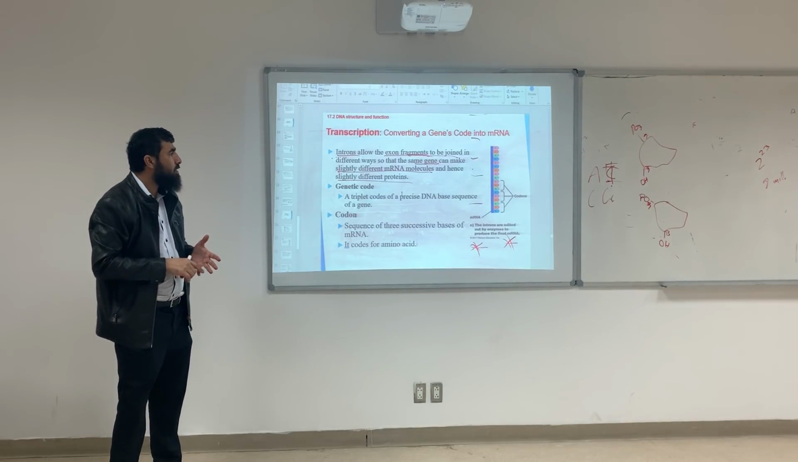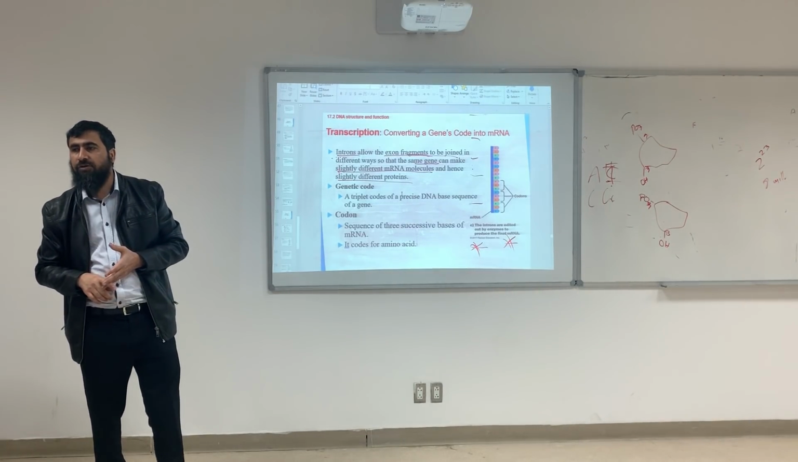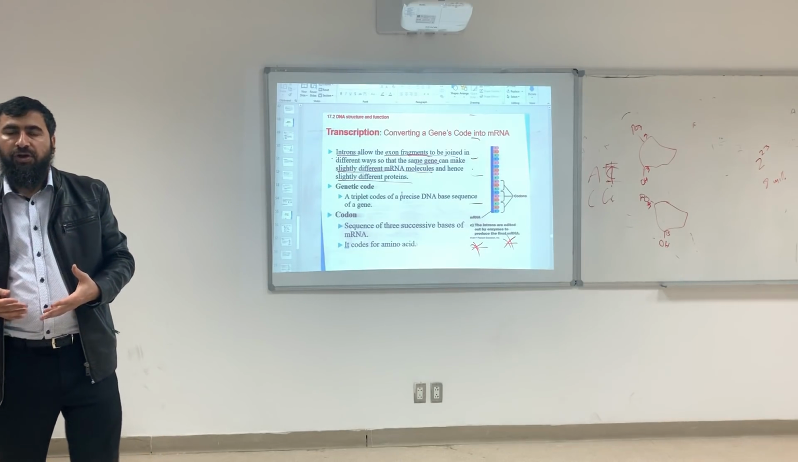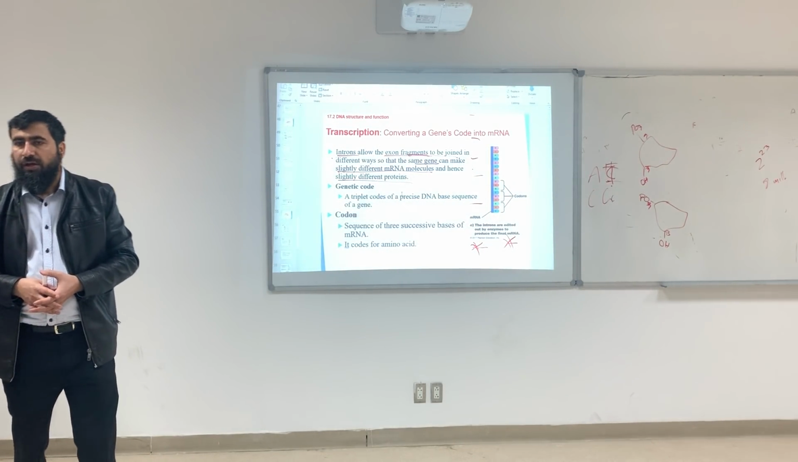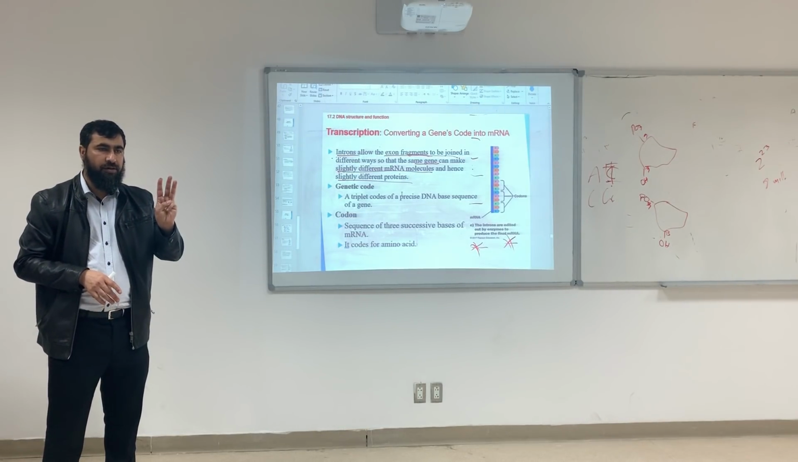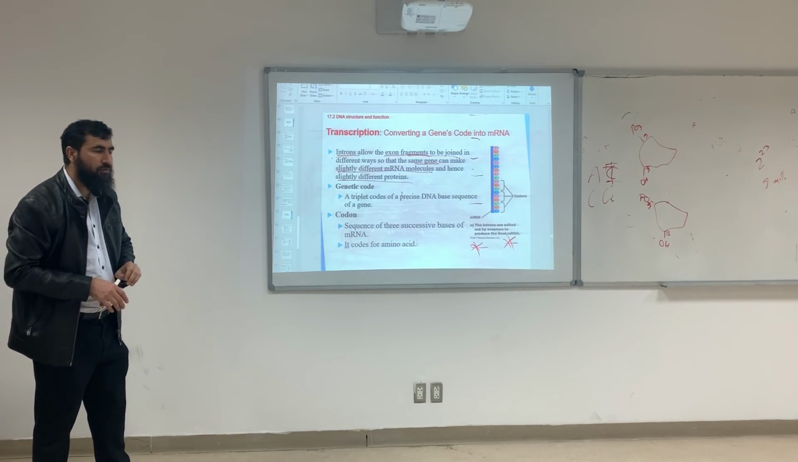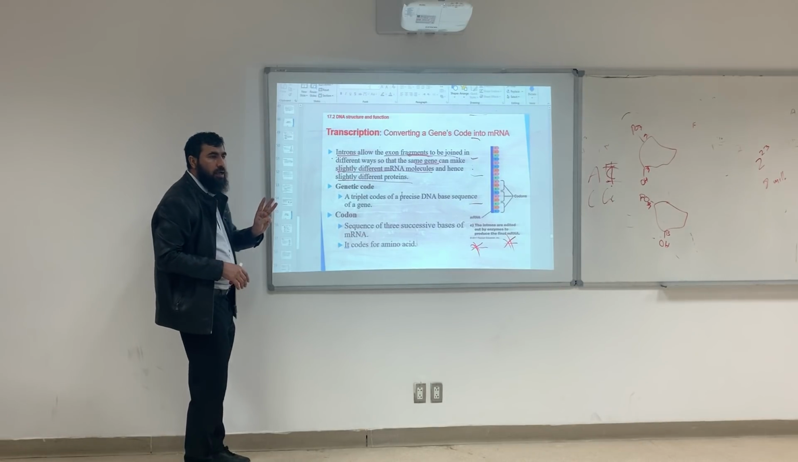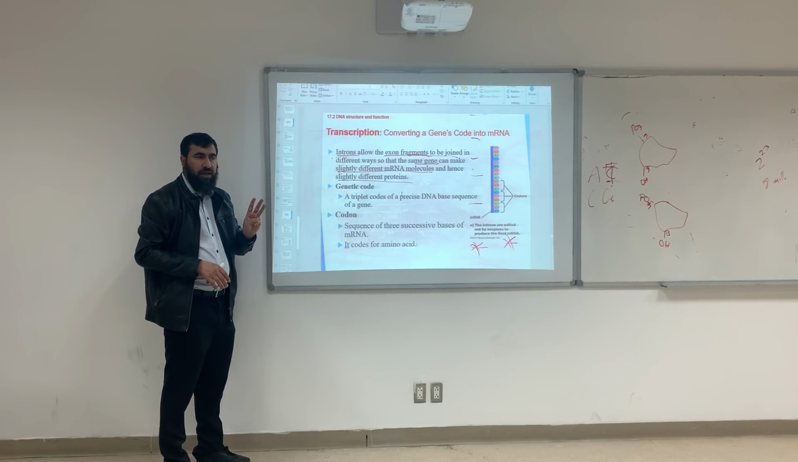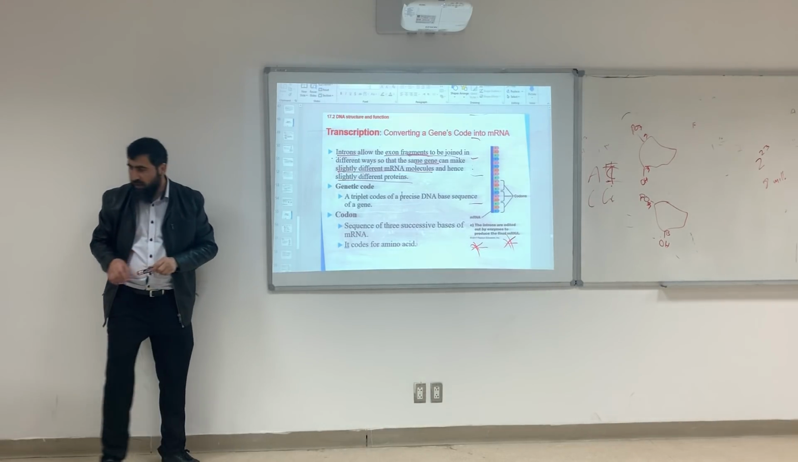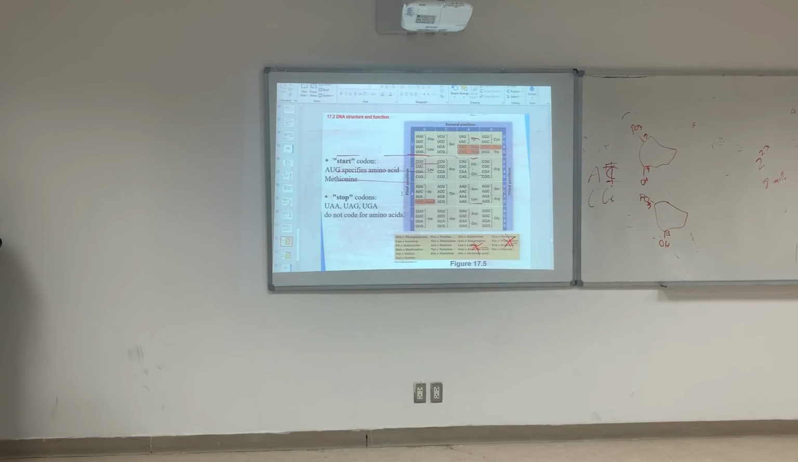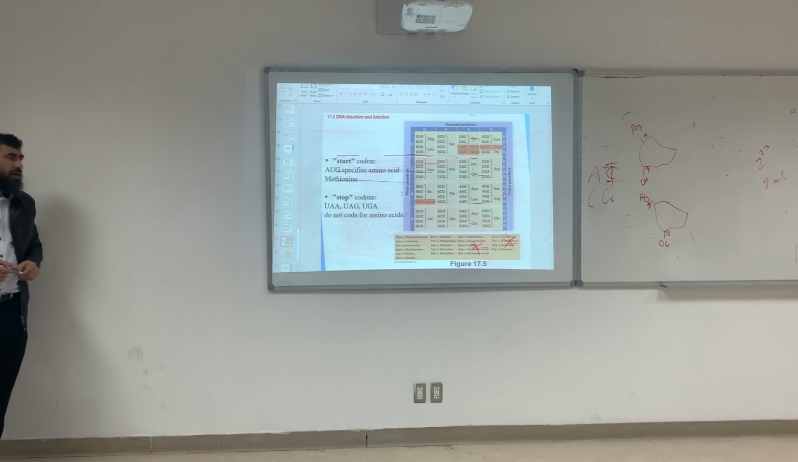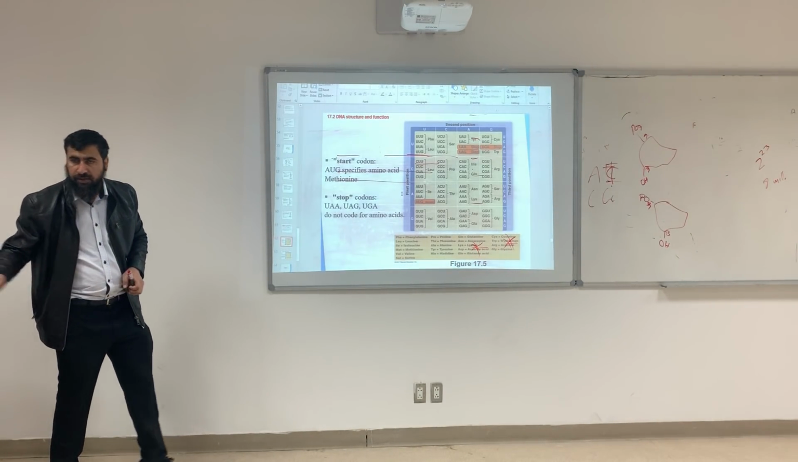Now, the genetic code. How do the ribosomes read these mRNA? Remember the genetic code. We have the triplet codon. So every 3 nucleotides of the RNA code for one amino acid. Okay? If we have a look at the genetic code, we find that there are 20 amino acids. Okay?